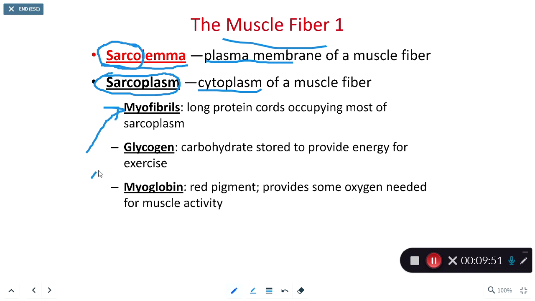We're also going to store a lot of complex carbs known as glycogen so that our muscles have access to carbohydrates to turn into energy, ATP, and we're also going to store oxygen on individual myoglobins, globular proteins unique to muscles. And these are red pigments that have an iron atom at the core.